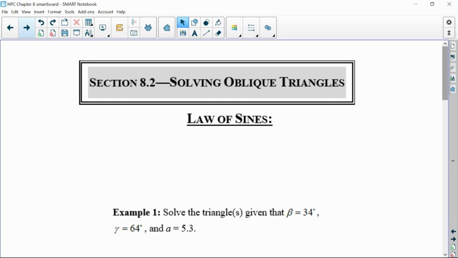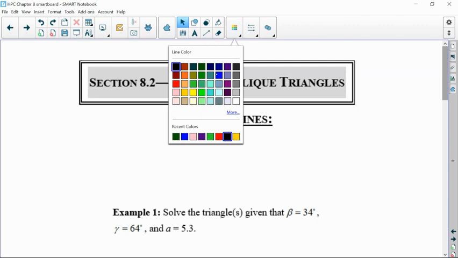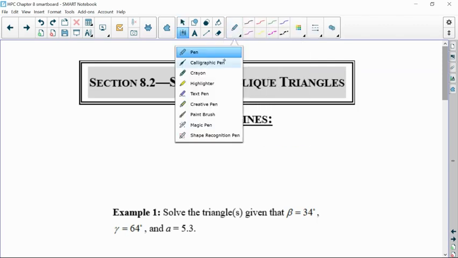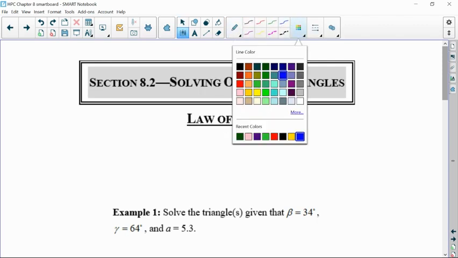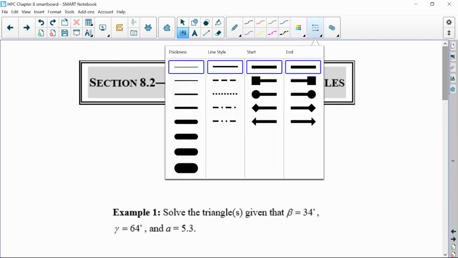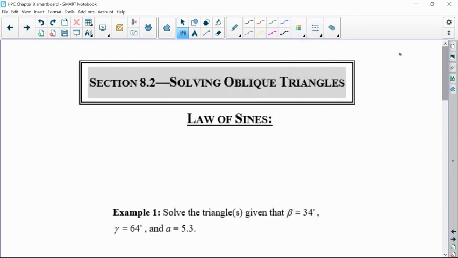So, if it were a right angle, it'd be really easy to solve for missing pieces by just using the Pythagorean theorem. But what happens if you don't have a right angle? Then what do you do? One of the ways to solve this oblique triangle is what's called the law of sines. And the law of sines works. It's actually pretty easy to prove.